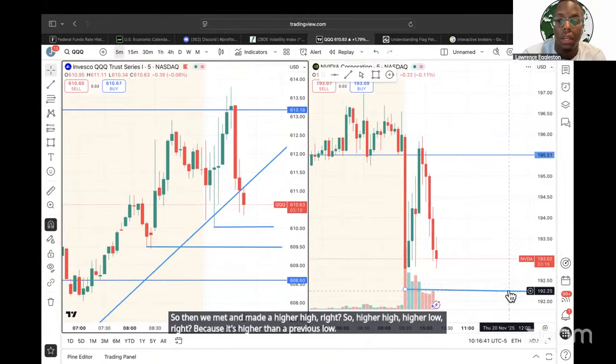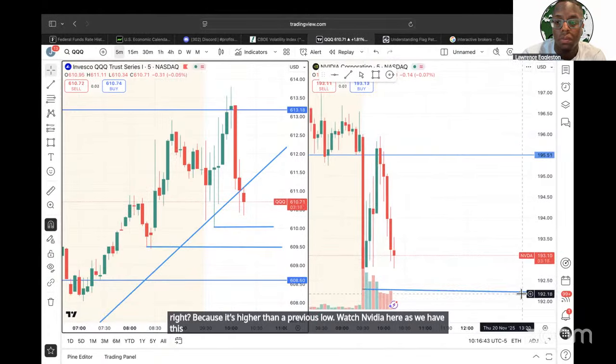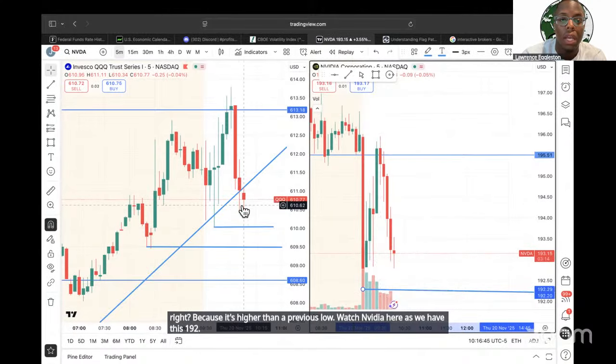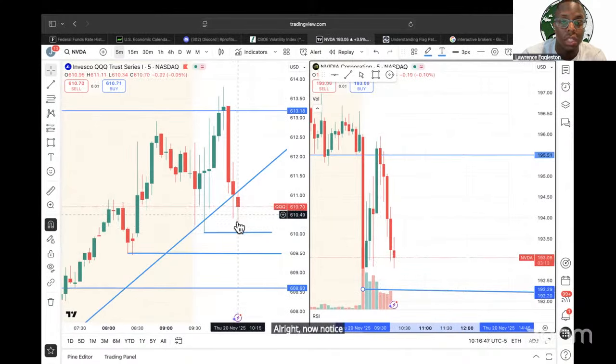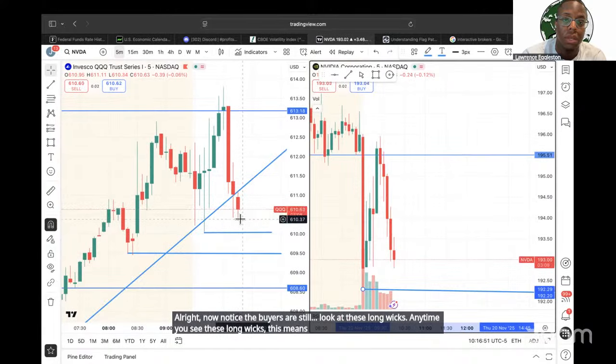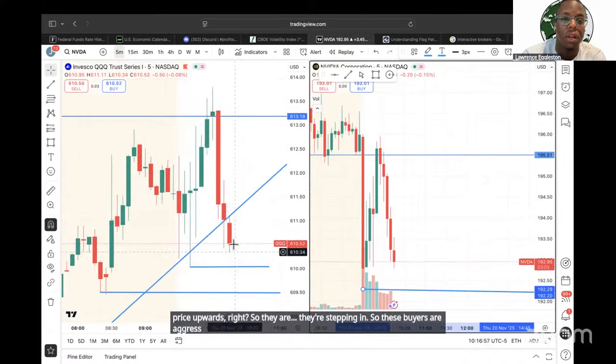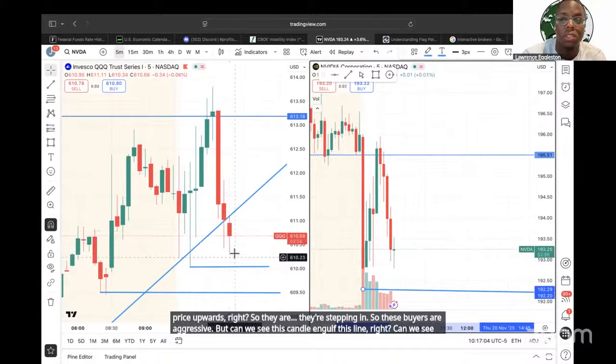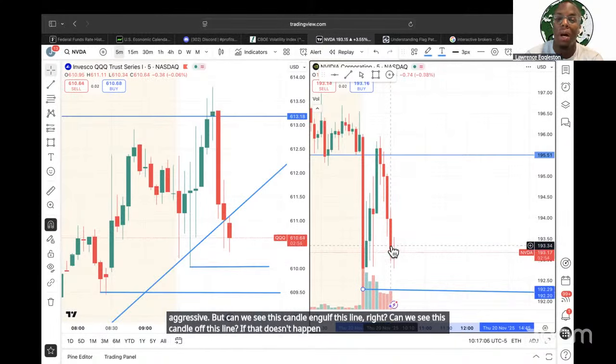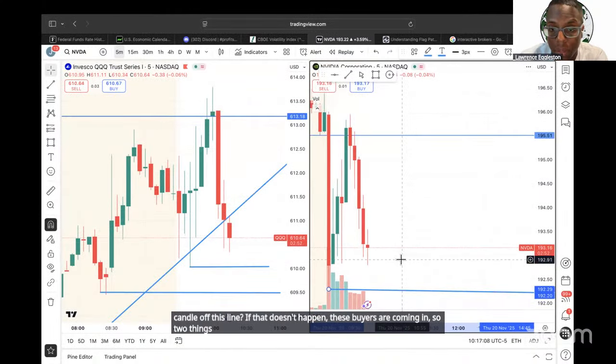Watch Nvidia here as we have this 192. All right. Now notice the buyers are still, look at these long wicks. Anytime you see these long wicks, this means that buyers are stepping in and pushing price upward, right? So these buyers are aggressive. But can we see this candle engulf this line, right? Can we see this candle engulf this line? If that doesn't happen, these buyers are coming in. So two things can happen here.